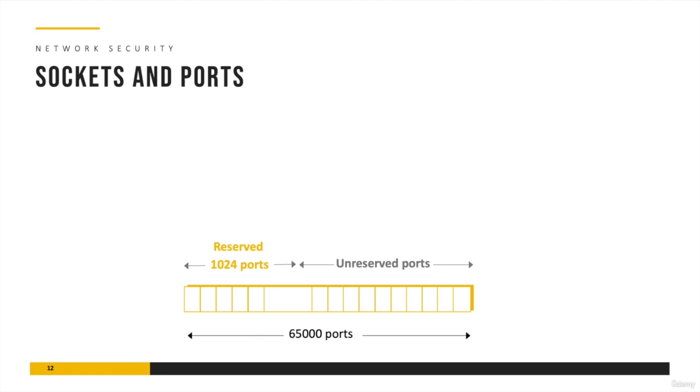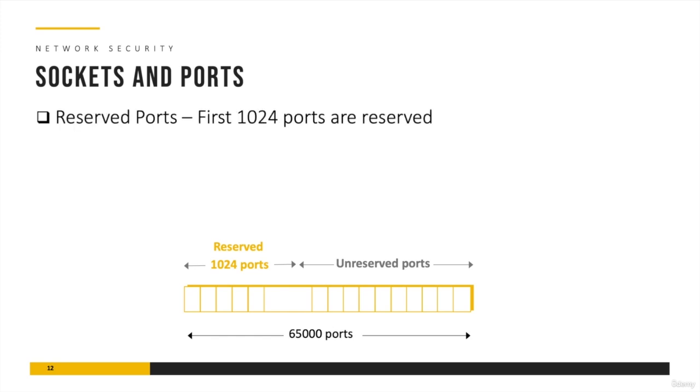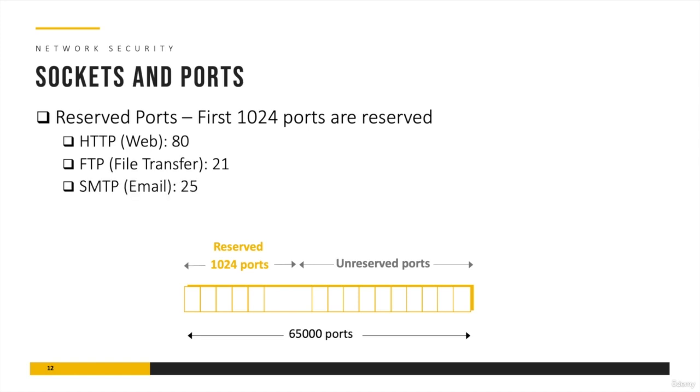Ports have ranges. Ports are divided into two parts. The first 1000 ports are called reserved ports. So the first 1K ports are called reserved ports and the remaining are called unreserved ports. So what are reserved ports? Reserved ports are ports on which we have well-known servers running. So for example, if there is a system and there's a web server running on it, then we absolutely know that it will always run on port 80. This is fixed. Similarly, if you have a file server running, it will be using port 21. If there's an SMTP server running for handling emails, it will always run on port 25.